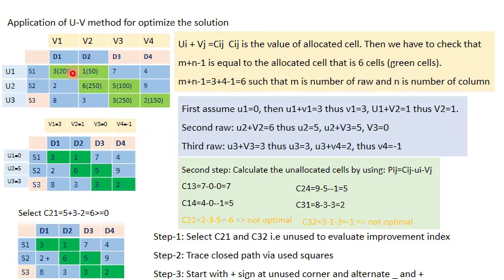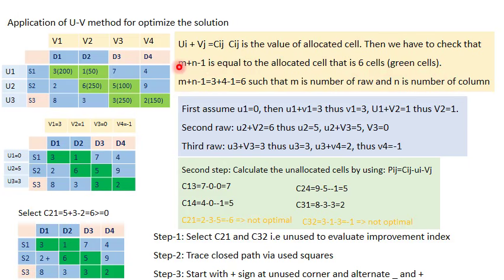C21. This one is the first row, first column, and this one is the first row, second column. That means C12, this one is C13, this one is C14, and this one is C21, the second row and first column. Using this formula, first we have to check that m plus n minus 1 is equal to the number of allocated cells, that is 6, the green cells.